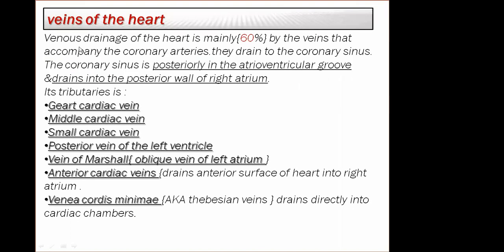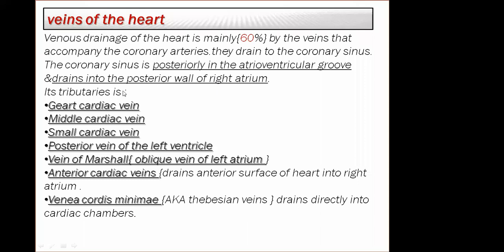Veins of the heart. Venous drainage of the heart is mainly, 60%, by veins that accompany the coronary arteries. They drain into the coronary sinus. The coronary sinus occurs posteriorly in the atrioventricular groove and drains into the posterior wall of the right atrium.